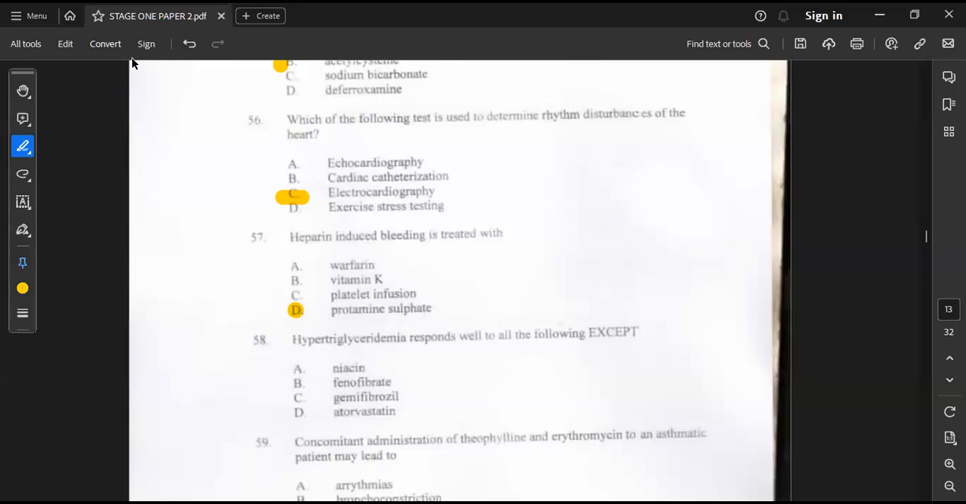Hypertriglyceridemia responds well to all of the following: niacin, fenofibrate, gemfibrozil, and atorvastatin. What do you guys think? Number 58. Answer with an explanation of why this one responds and this one does not.